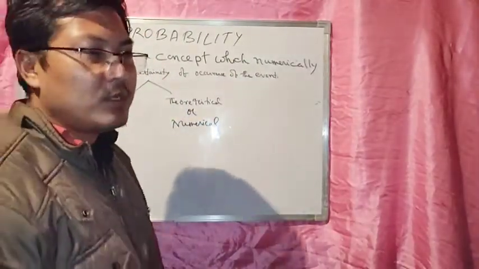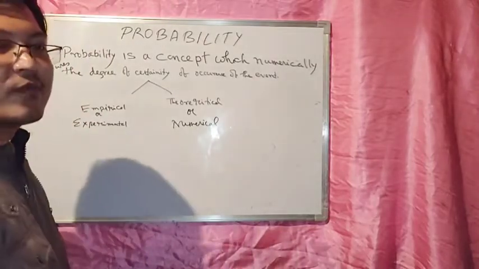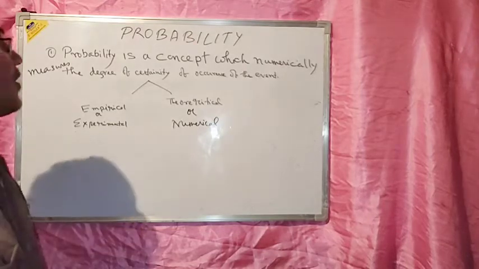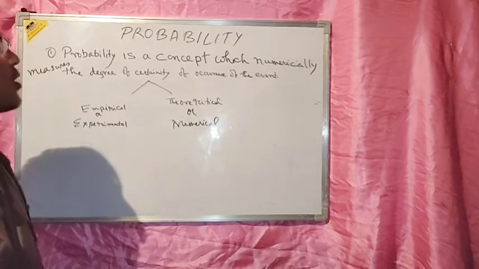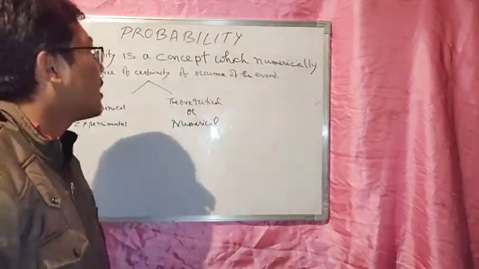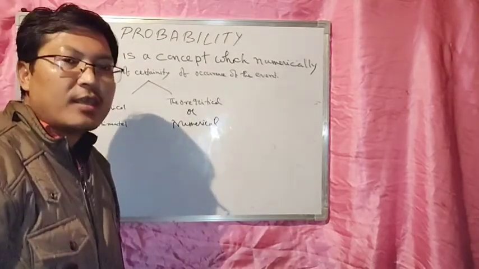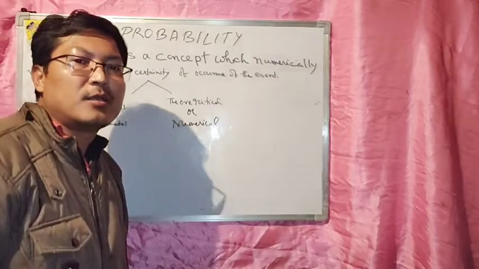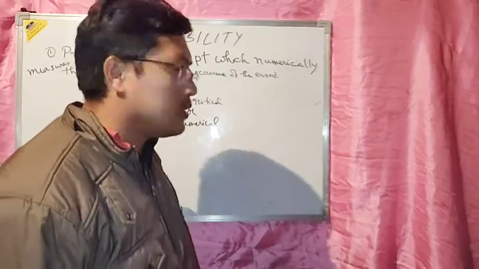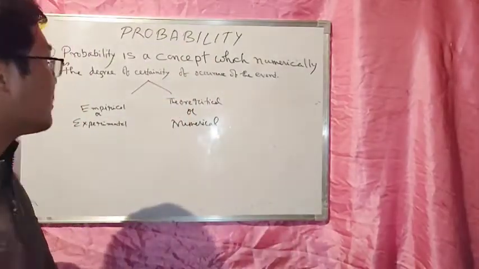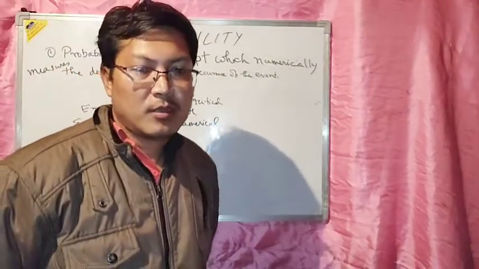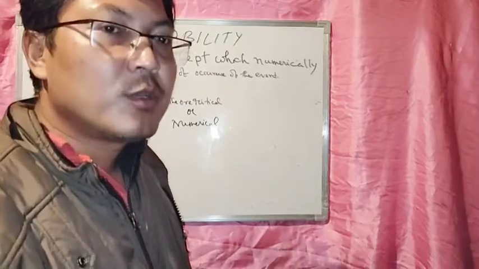First of all, what is probability? Probability is a concept which numerically measures the degree of certainty of occurrence of the event. That means certain numbers are there. Event means what? In the later part, I will discuss what is an event. And probability is of two types: empirical or experimental, and theoretical. This I will discuss by giving some examples.